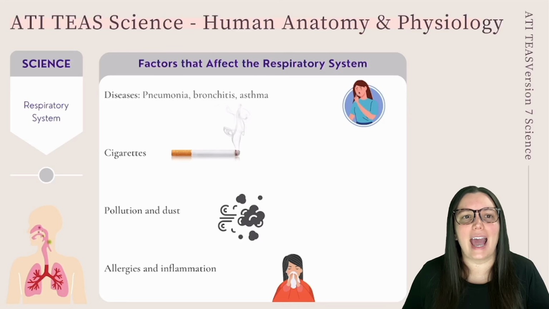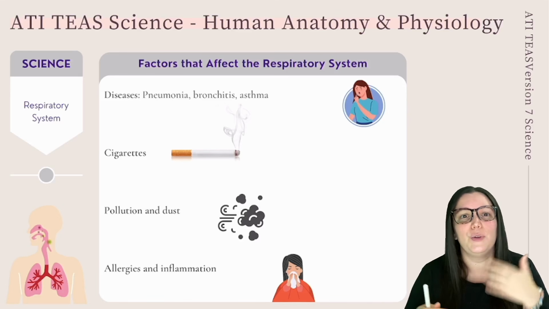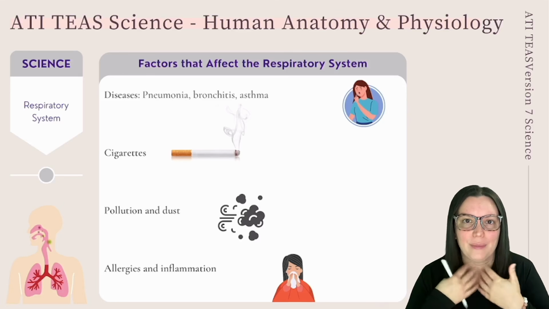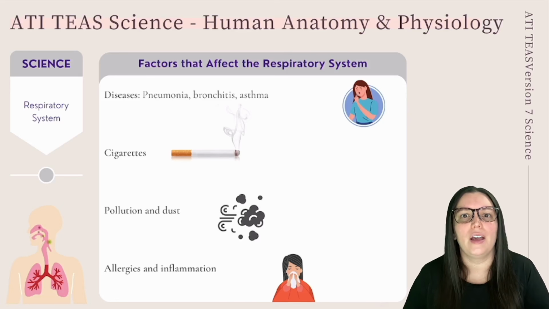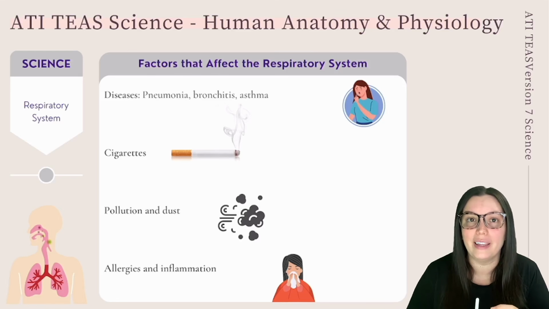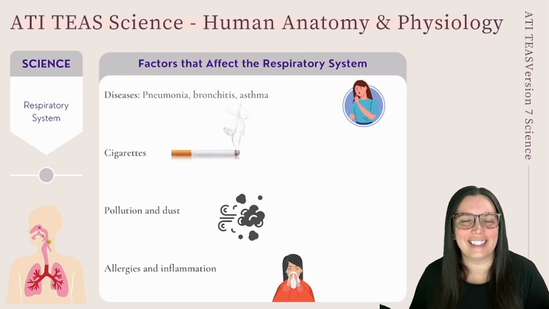And then lastly, allergies and inflammation can play a huge role in the respiratory system. If you have allergies, your airways may become narrowed, right? They become inflamed, and with all of that inflammation, it can make it more difficult to breathe. And people who experience shortness of breath, wheezing, as well as difficulty breathing typically have some kind of allergy or some kind of inflammation taking place.